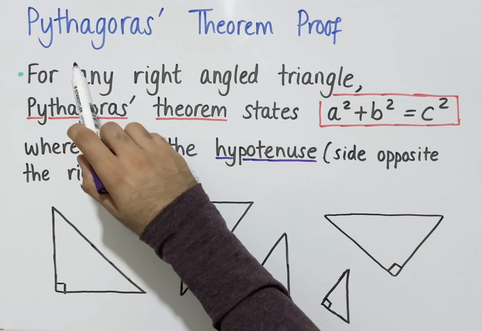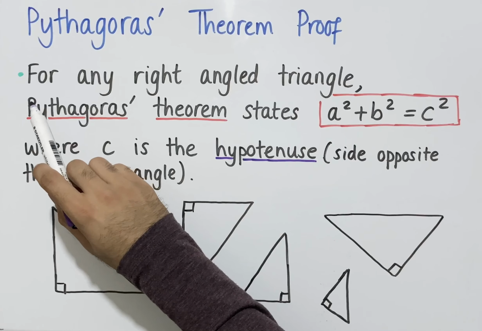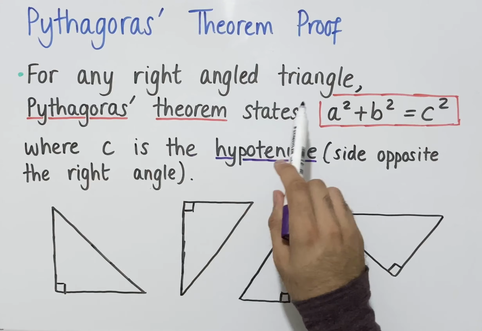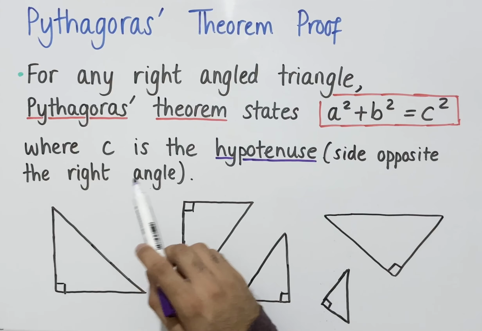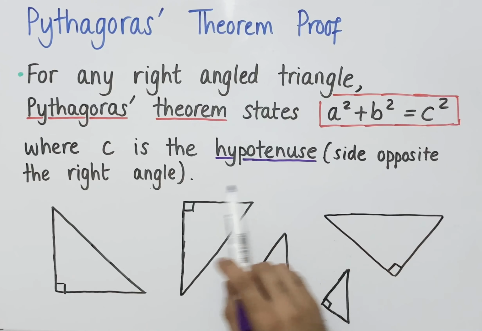Let's look at the proof of Pythagoras' theorem. So Pythagoras' theorem states that for any right-angled triangle, a squared plus b squared equals c squared, where c is the hypotenuse or the side opposite the right angle.